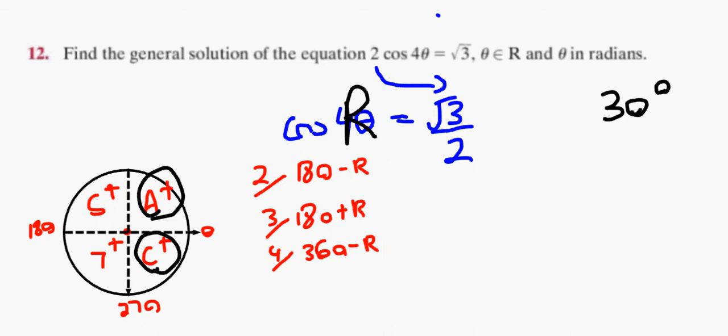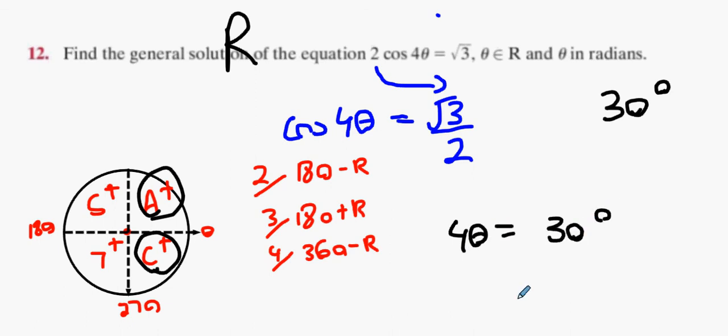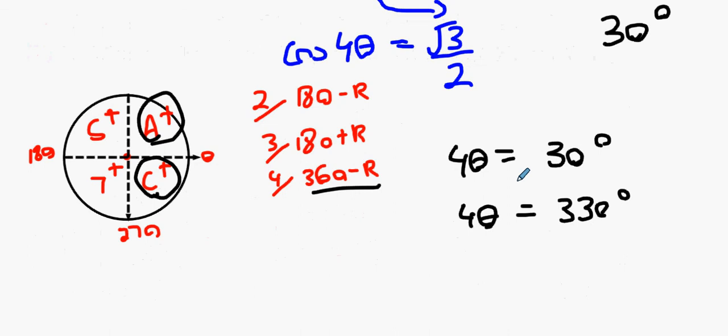Alright, awesome. Now you know it's 30 degrees, so you have two answers. You have 4 theta equals 30 degrees, and you have 4 theta equals what? What's the other one? 330. Okay. Now, what we do then is add on our 360. So that's the degree format, but we actually don't want the degree format, we want radian format. So how do we convert degree format into radian format? Can anybody tell me?